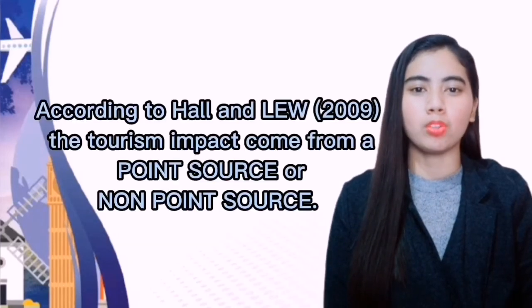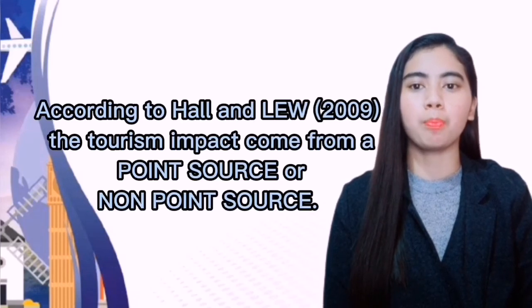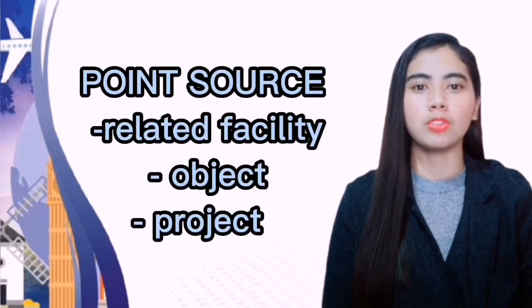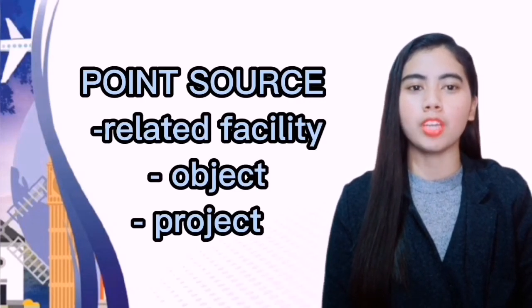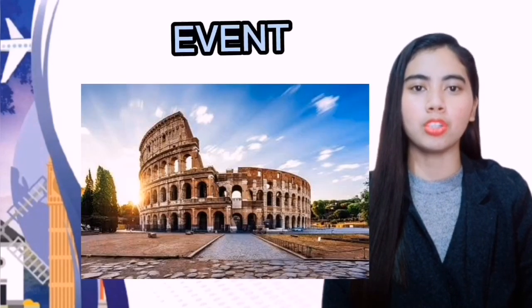Tourism impact may also be classified according to the source. According to Hall and Lew 2009, the tourism impact comes from a point source or non-point source. A point source is a specific tourism-related facility, object, or project. This could be an airport, hotel, attraction, or event. Point sources of impact are site-specific, tangible, and have a clear finite lifespan. Non-point source is mobile, intangible, and has an indefinite lifespan.